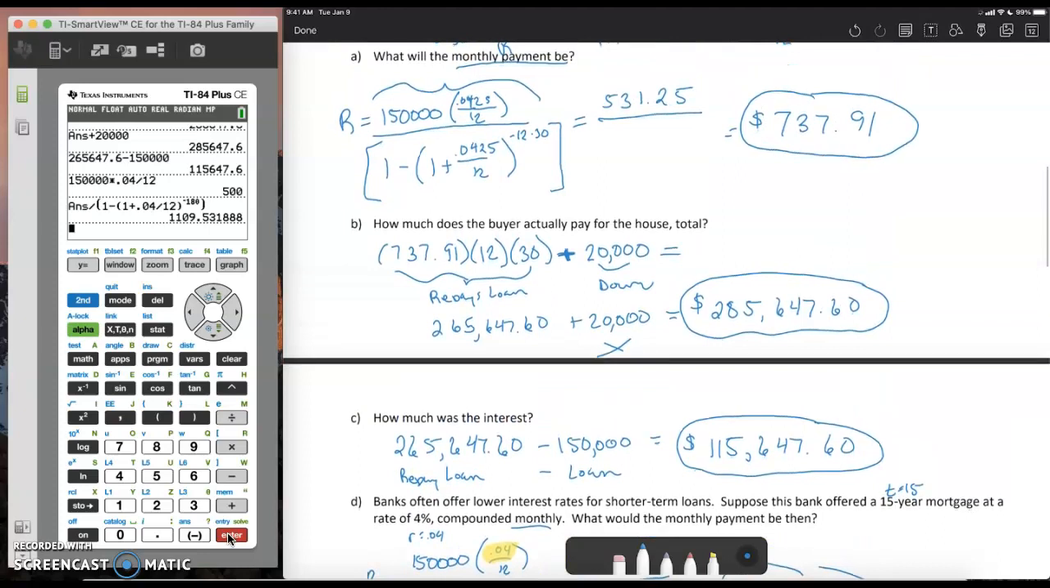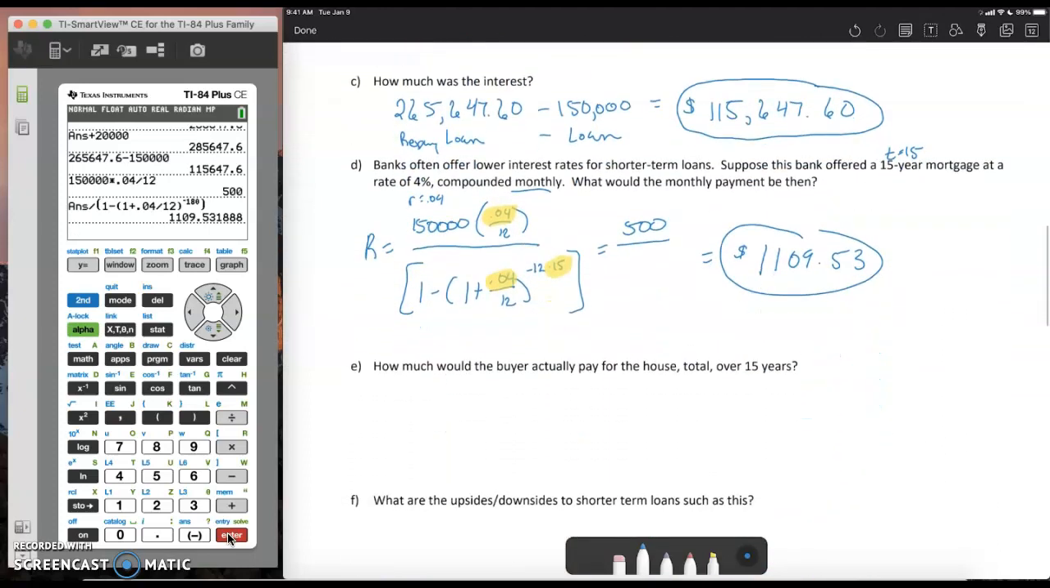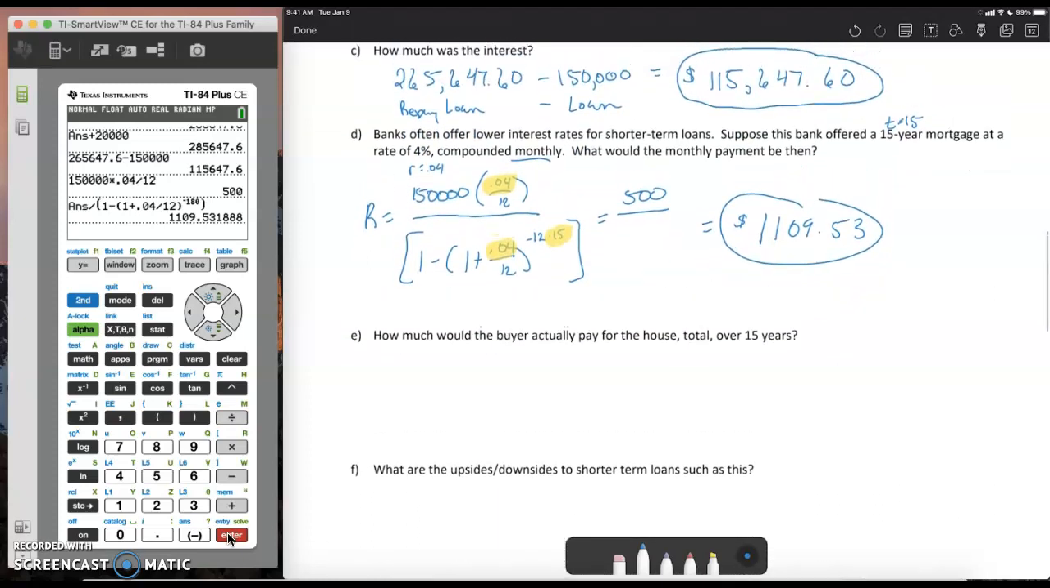So we can compare that to $737.91 for the prior, the 30-year loan, and $1,109.53 for the 15-year loan. Now on this one, how much would the buyer actually pay for the house total over the 15-year loan? So this time they would make these $1,109.53 payments 12 times a year for 15 years, and that would again repay off the loan. Plus they had that $20,000 down.